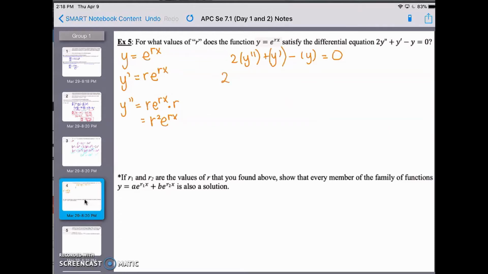So we're going to have 2 times y prime prime, which is r squared e to the rx, plus y prime, which is r e to the rx, minus r, which is e to the rx. We don't have to distribute to anything. We only have one term, right? Equals 0. Okay, now if we're supposed to solve for r, let's take a look at what we have here. This looks to me like it's going to be some sort of a factoring situation. And I notice that I have a common term in all 3 terms on the left side of the equal sign, and that is e to the rx.